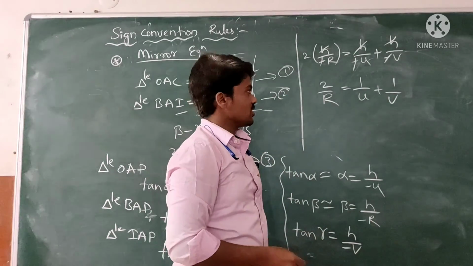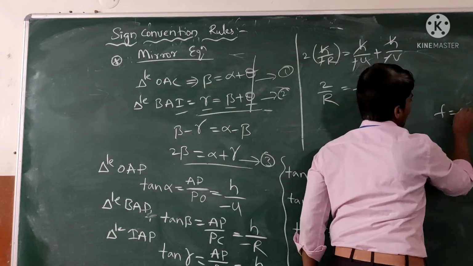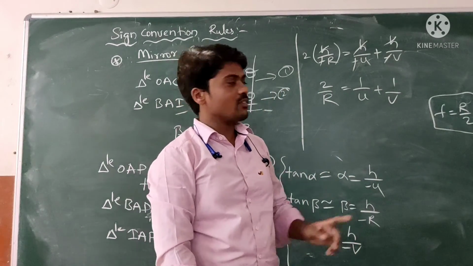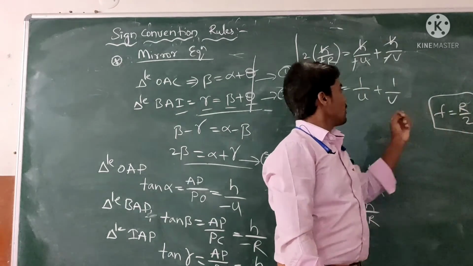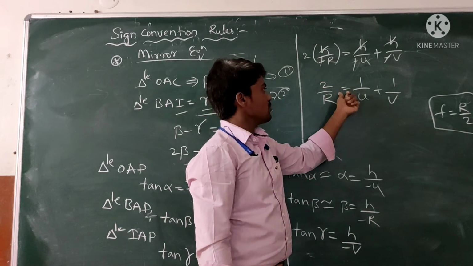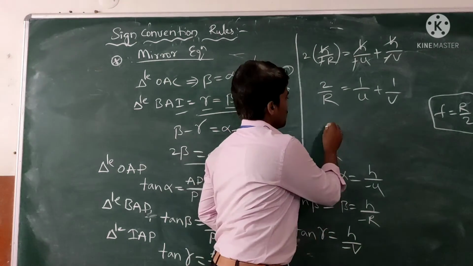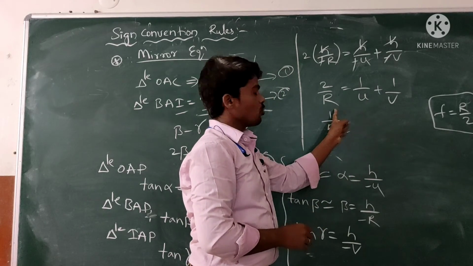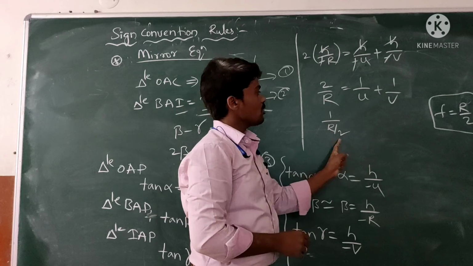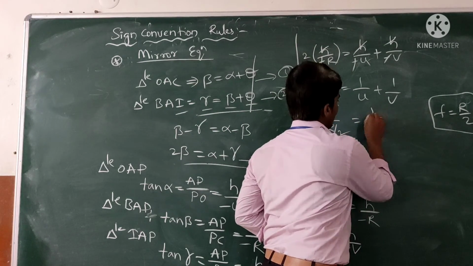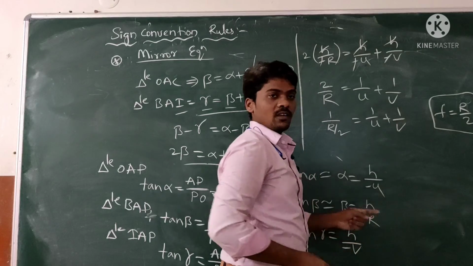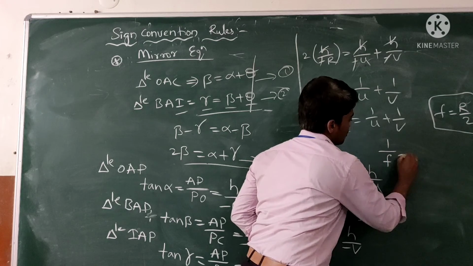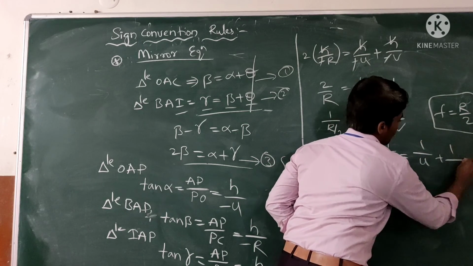Focal length f equals R by 2. This is the relation between focal length and radius of curvature. Here R becomes the numerator, and the 2 becomes the numerator of the other side. So 1 by R by 2 gives 1 by f, which equals 1 by U plus 1 by V. Substituting f equals R by 2, 1 by f equals 1 by U plus 1 by V.